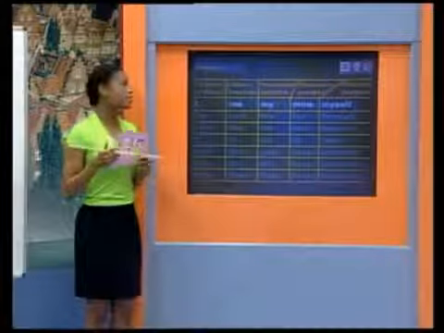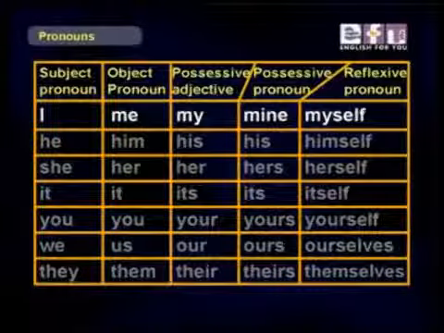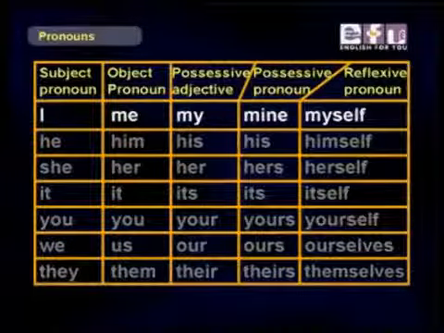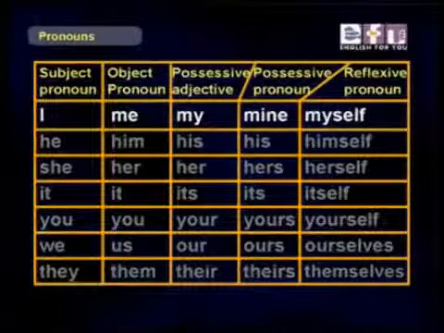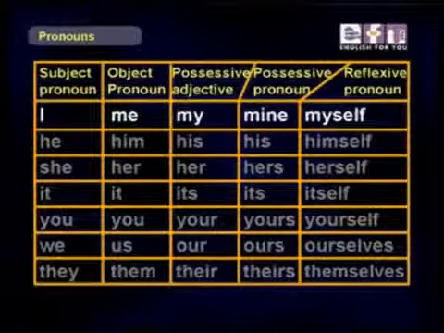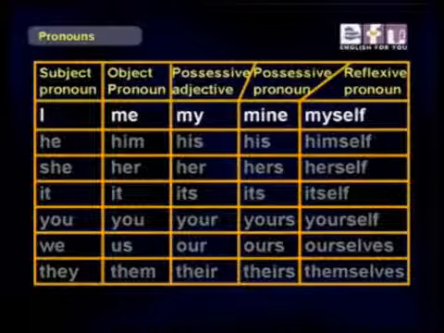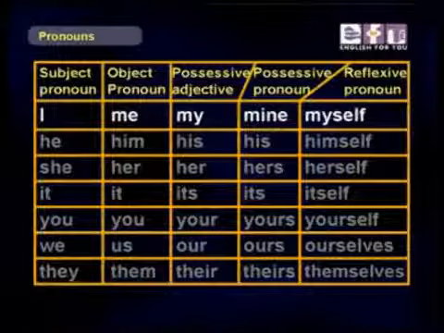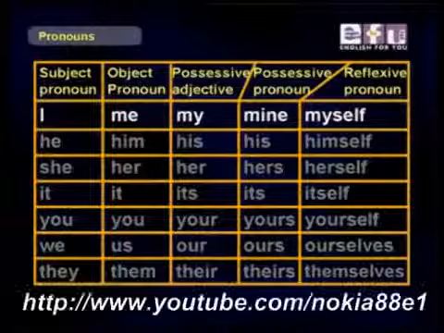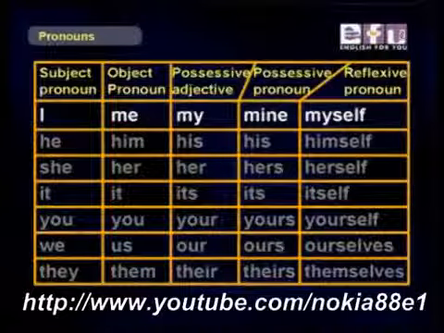Okay, let's look at the chart. A subject pronoun is doing the action. The object pronoun is receiving the action. Possessive adjective talks about ownership. Possessive pronoun also talks about ownership, but it's a noun. And reflexive pronoun talks about the subject, back to the subject.